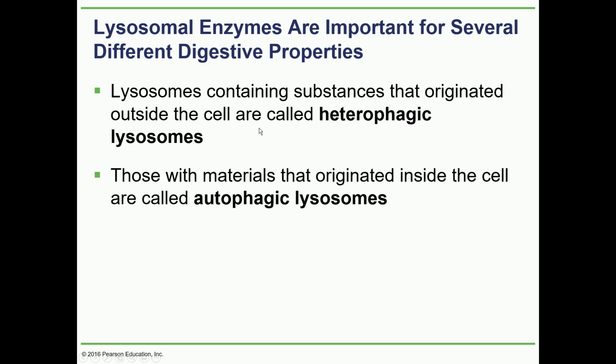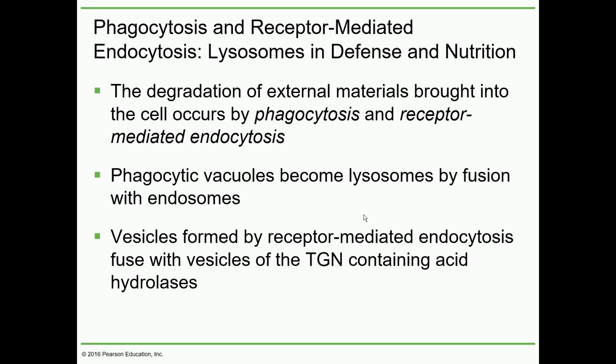If the lysosomes contain substances that have originated from outside the cell, they're called heterophagic lysosomes. These lysosomes can also have material coming from inside the cell, and they're called autophagic lysosomes. There are various things inside the cell which the cell doesn't need, and eventually they combine with these vesicles coming from the Golgi, and they are called autophagic lysosomes.